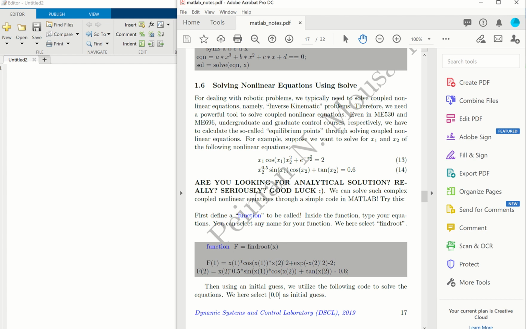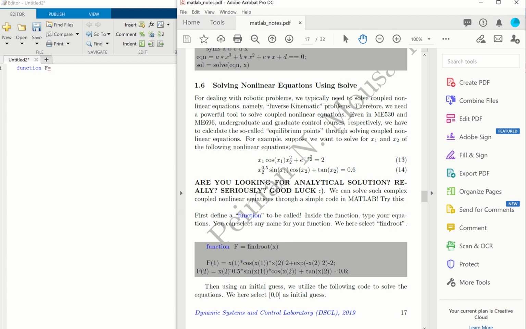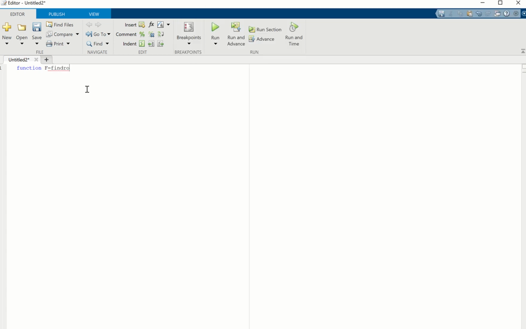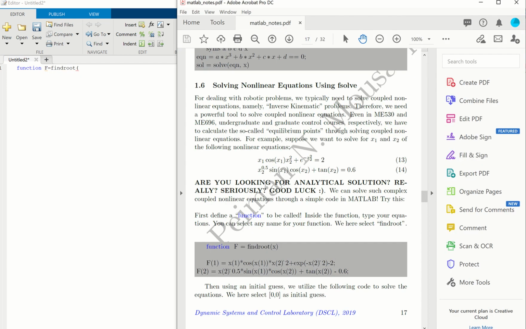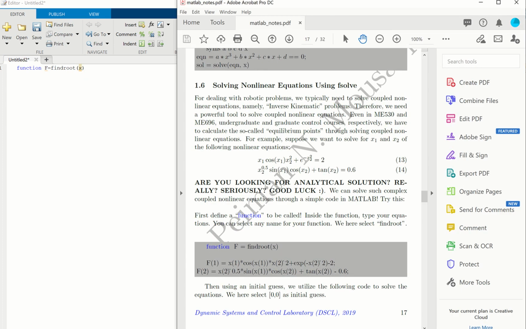First, we define a function to be called. In MATLAB, when you type, it becomes blue automatically. You see here. When you do this, MATLAB is going to call this function. This is coding in MATLAB. So function f is equal to, and I have to select a name, say findroot, whatever. You can say payment, you can say Brian, whatever, but it must be logical with respect to the problem. So this is findroot, of the variable x. But here we have two variables, x1 and x2. Then you see equation 13 and equation 14.